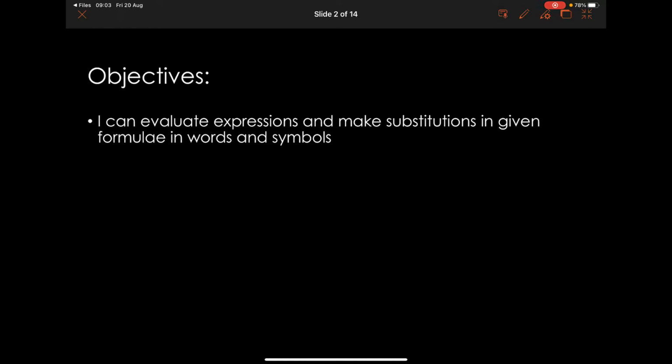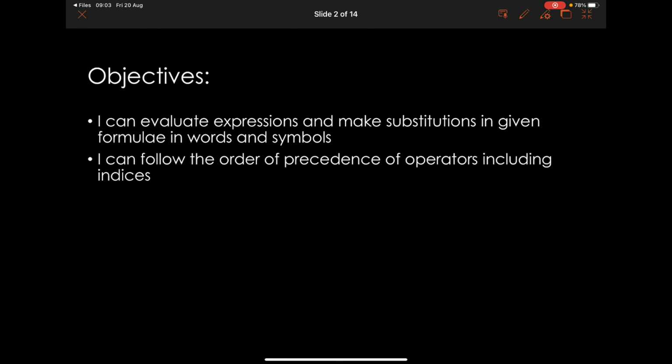exchange a letter for a number in order to work out what something once was, as well as use BIDMAS to follow the correct way of working out calculations and use some indices as well. So let's take our time with this one and hopefully you understand everything as we go.